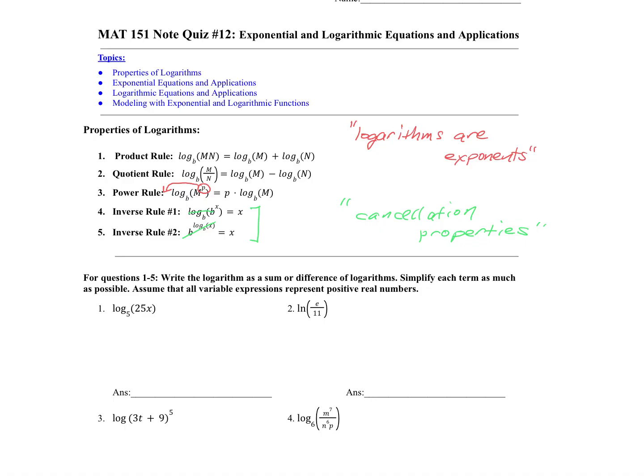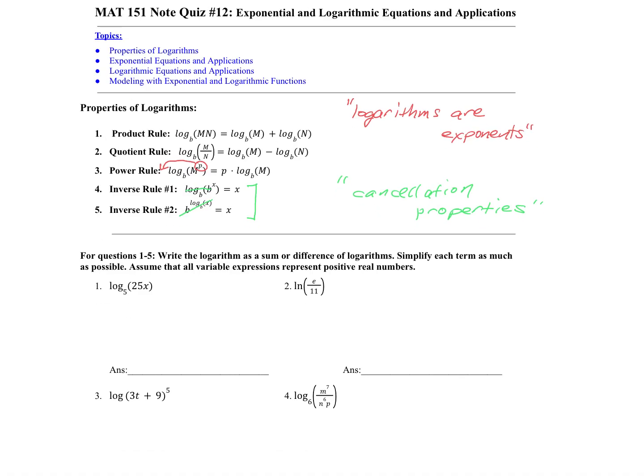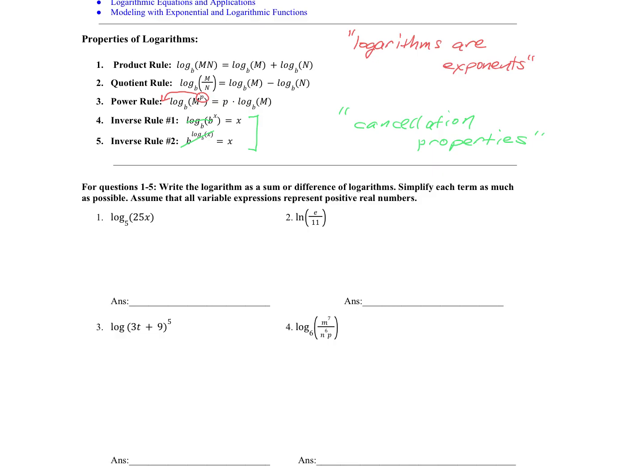So for this first problem in our logs, we want to take apart logarithms using those three properties that we start off with. In the first problem, you'll notice that we're taking the log base 5 of 25 times x. That multiplication is going to turn into addition. So this is the same thing as log base 5 of 25 plus log base 5 of x. We can simplify this a little bit further because log base 5 of 25 is just 2, because 5 squared is 25. So this is 2 plus log base 5 of x.